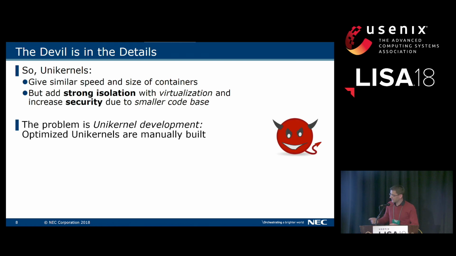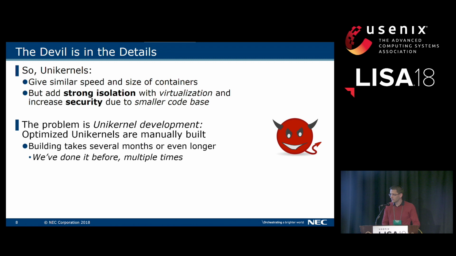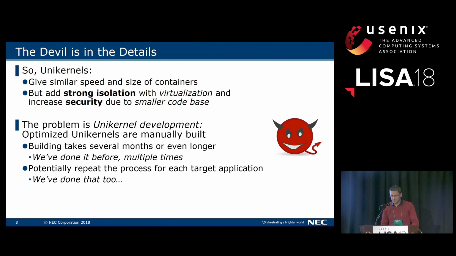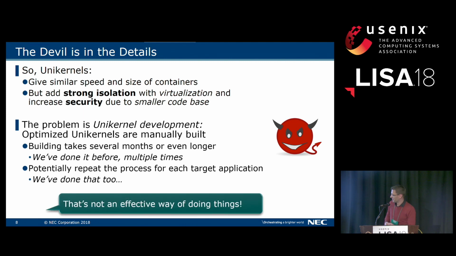The problem is that these specialized unikernels were so far built and optimized manually. Unfortunately, we went that round several times and experienced that building just a single unikernel for a single application takes a month or even longer. And the problem with this specialization is if you then go for application B, you start doing the whole thing again, because the specialization that you did for application A may not fit for application B. So that's really not what you want to do, I think, right?